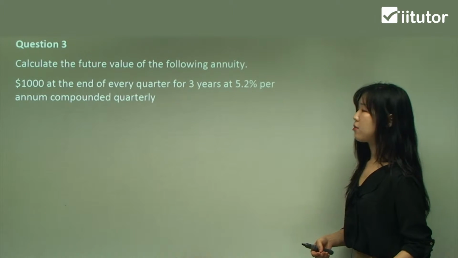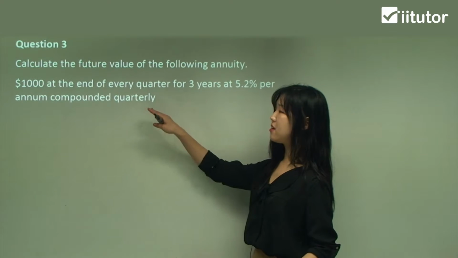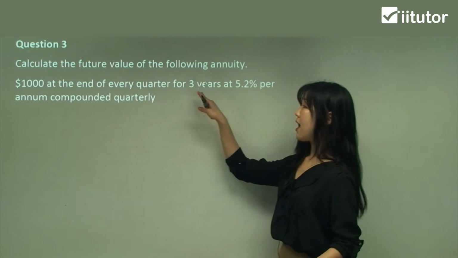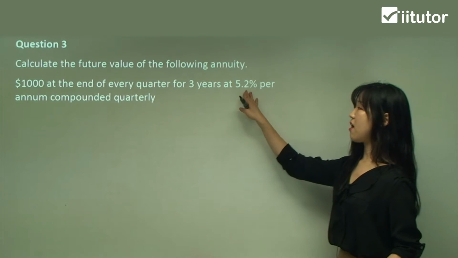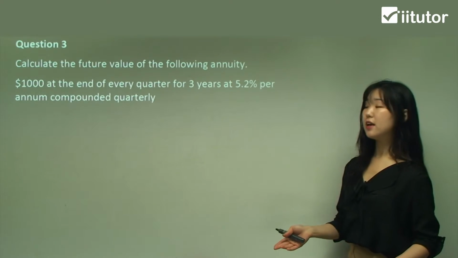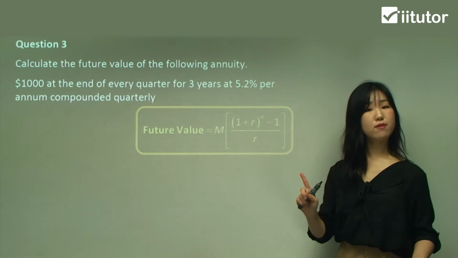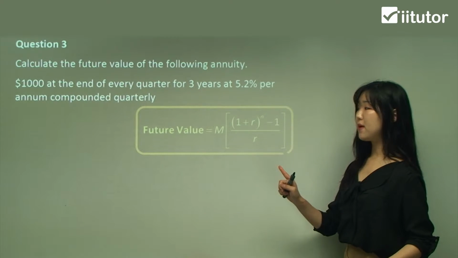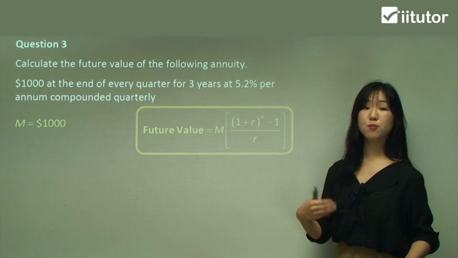Question 3. Okay, we're doing the same thing, but this time it's $1,000 at the end of every quarter. And it goes for 3 years, and it's 5.2% per annum, and it says it's compounded quarterly. So, again, we're going to use our future value formula. Our M, our contribution, is $1,000 per quarter.